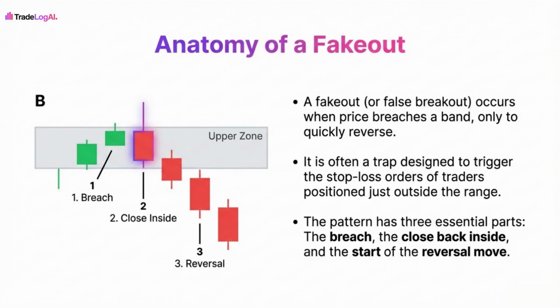A fakeout, also called a false breakout, happens when price breaches a band and then quickly reverses. It's often a trap because many traders place stops just outside the range, and that liquidity gets swept. The pattern has 3 essential parts. First, the breach. Second, the close back inside. Third, the start of the reversal move. If you can read those 3 steps, you stop being the liquidity and you start trading the opportunity.